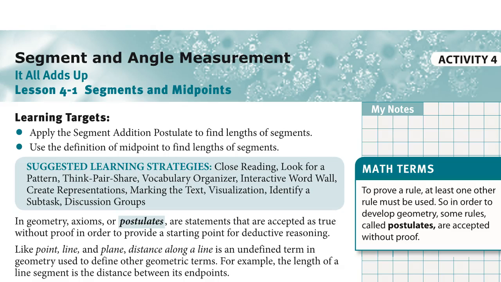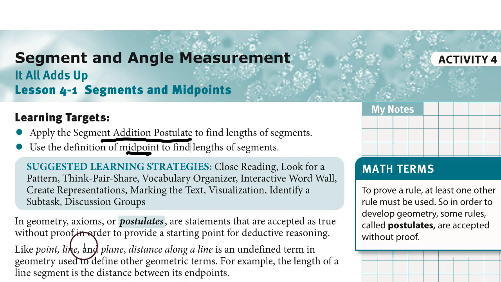This video is for lesson 4-1, segments and midpoints. This is the first lesson in activity 4, which is about measuring how long segments are and measuring how large angles are. Learning goals are to apply the segment addition postulate to find the length of segments and to use the definition of midpoint to be able to find the length of segments.